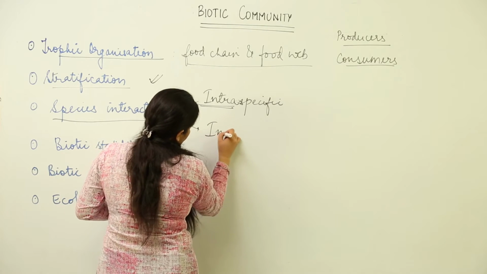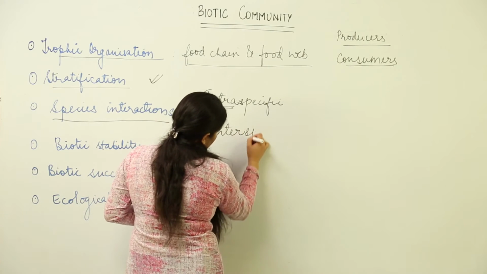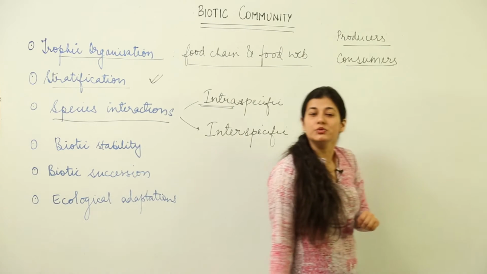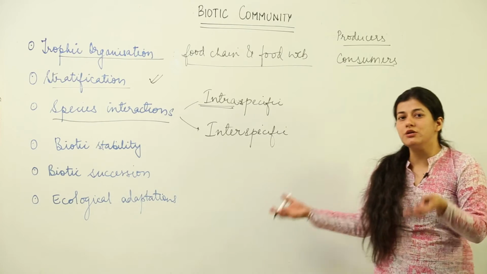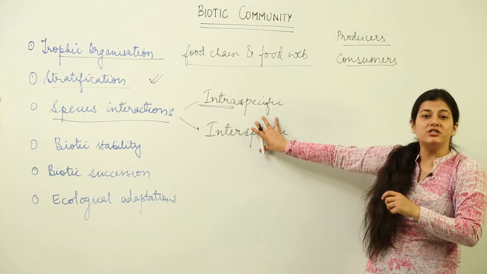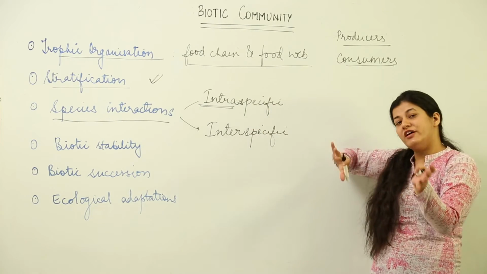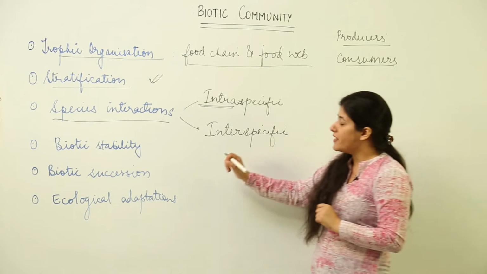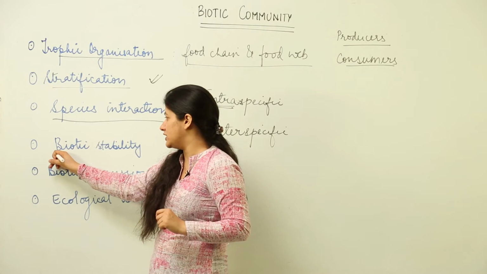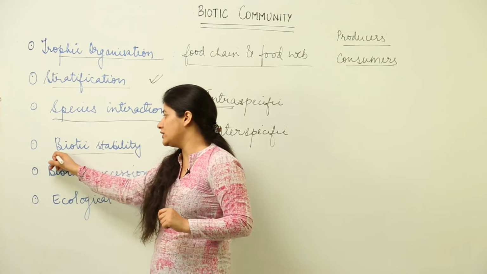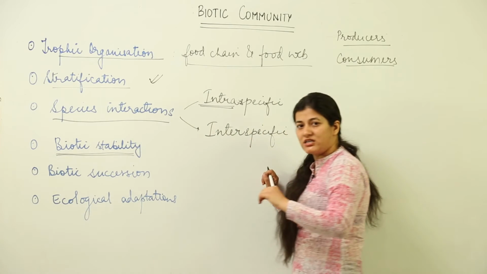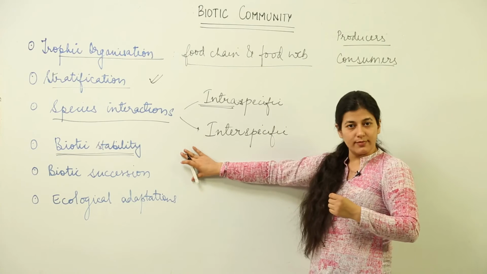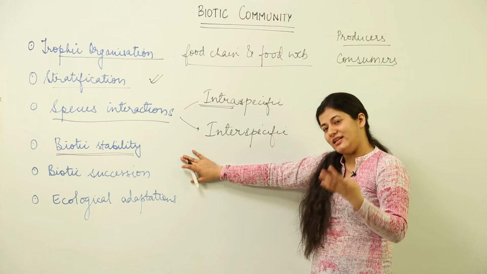The second type is interspecific. As the name suggests, it would be between species. How a lion is interacting with species of zebra. Certainly, it is going to eat it. It is its food. So, we have interspecific interactions as well, where two different species are interacting, and we study that as well in this topic. Then we have biotic stability. A community often seeks a stage where it is in stability with the environmental conditions, and that is known as biotic stability. So, we are going to read that as well.